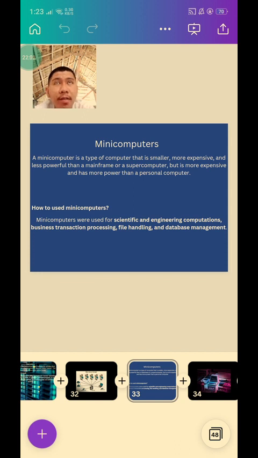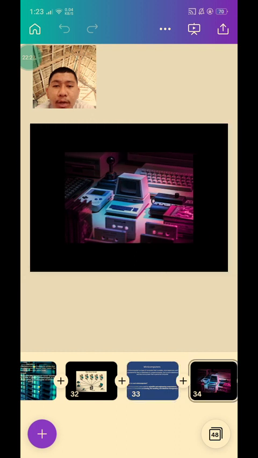Paano daw po ginagamit ang mini computers? Mini computers were used for scientific and engineering computation, business transaction processing, file handling, and database management. Diyan daw po ginagamit kung paano gamitin ang mini computers. Ito po yung example ng ating mini computers. Yan, ginagamit yan sa mga company, ganun. Math, solve, mini computers.